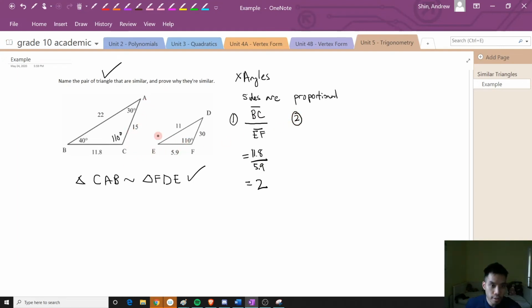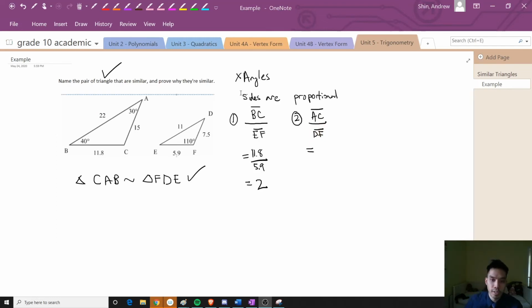Let's take a look at AC and DF. So line segment AC and line segment DF. We can see that AC is going to be 15. And DF is going to be 7.5. I just made a correction. So 15 divided by 7.5 will also be 2. That means this side, AC, is 2 times bigger than DF. So far, this side is 2 times bigger. This side is 2 times bigger. We have to double check and see if the third side of that triangle is 2 times bigger.